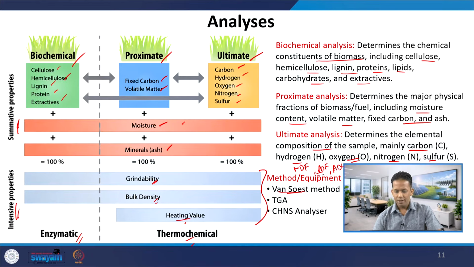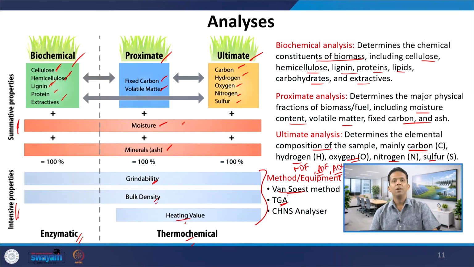Then acid detergent fiber tells us the least digestible portion of the biomass, which is cellulose and lignin. And acid detergent lignin will tell us the indigestible portion, mainly the lignin part. Based on the 3 following mathematical equations, we can get the individual composition of cellulose, hemicellulose, and lignin.